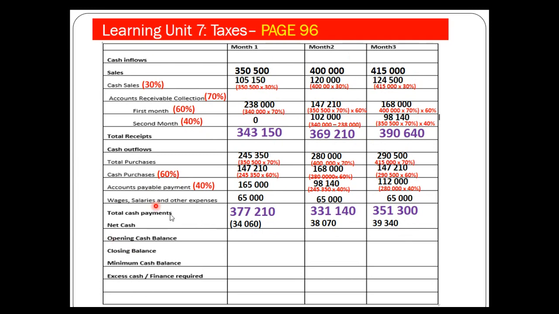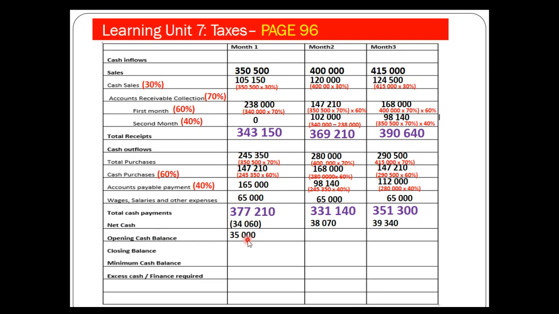After doing that, we need to bring in that opening cash balance. If you go back to the information, we were given the cash balance of how much? Is it 35,000? Yes, 35,000. Can you see? It's a positive amount they told us. So you put this 35,000 here. Now you take your net cash and you add the opening cash balance. As you can see here, the net cash under month one is a negative, but the opening balance is positive.